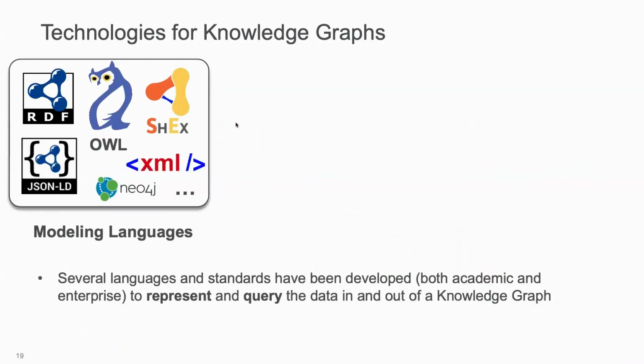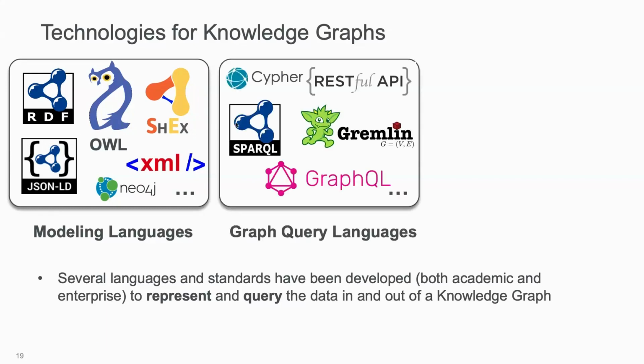Obviously, as I mentioned, there are several languages and standards that have been developed both academically and from an enterprise perspective to represent and query the data in and out of a knowledge graph. You have your Resource Description Framework, your Web Ontology Language, Shape Expression language, your default XML format, JSON-LD, and Neo4j has its own custom representation, and so forth. Similarly, there are a lot of standards and languages around querying a knowledge graph. You've got your SPARQL and GraphQL APIs. You can also have Cypher or Gremlin APIs, which are widely used for property graphs.